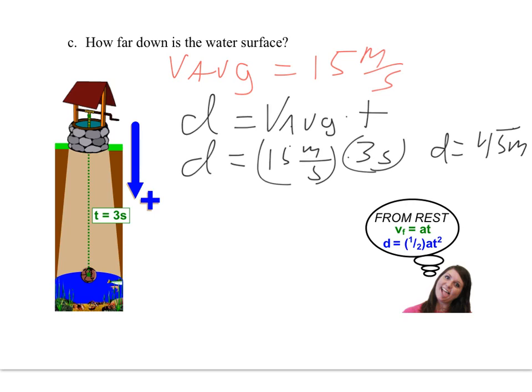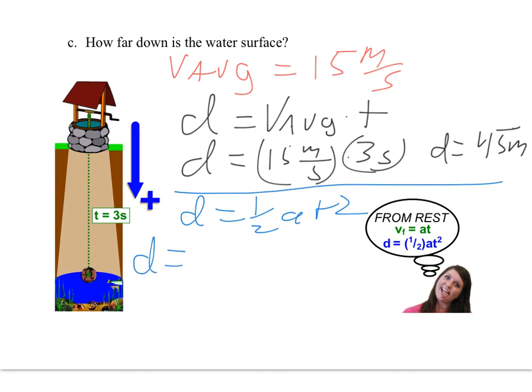But notice that Kelsey over here has another equation for us. So there's another approach. I just wanted to show you how we can apply the free fall distance equation to also solve for this 45 meters. D is equal to 1/2 a t squared. Look at this. Look what happens.